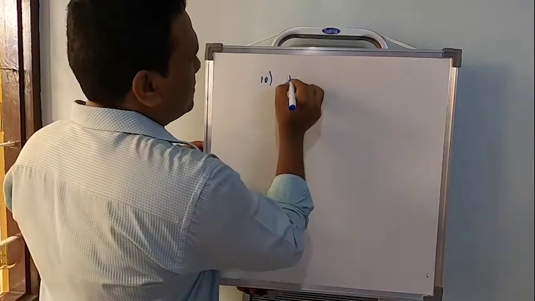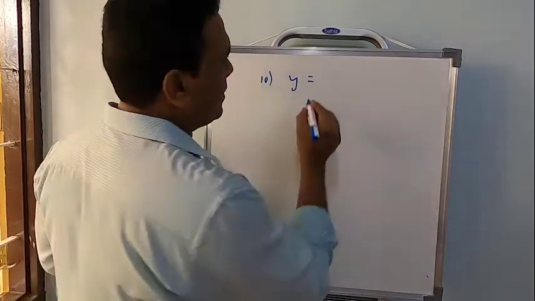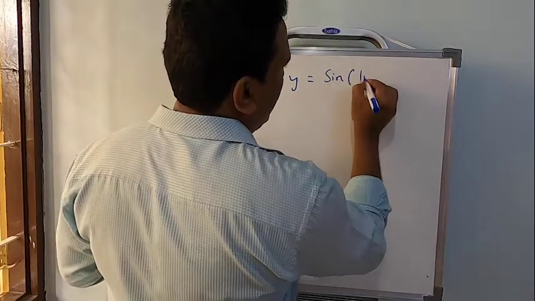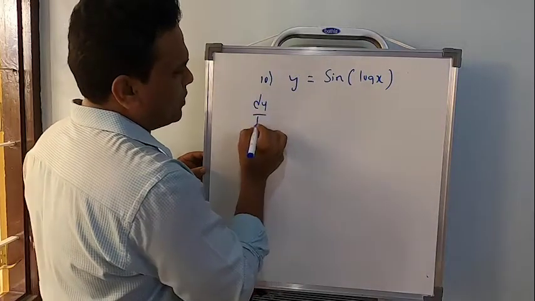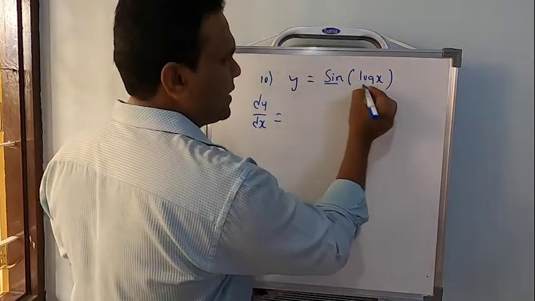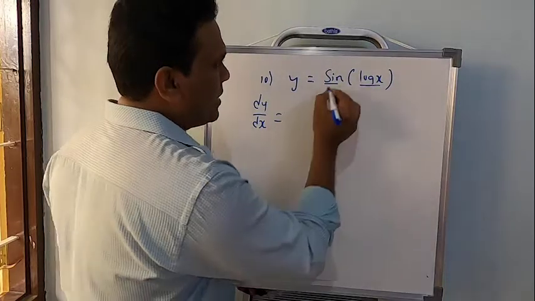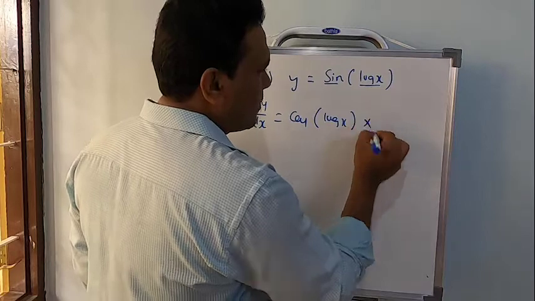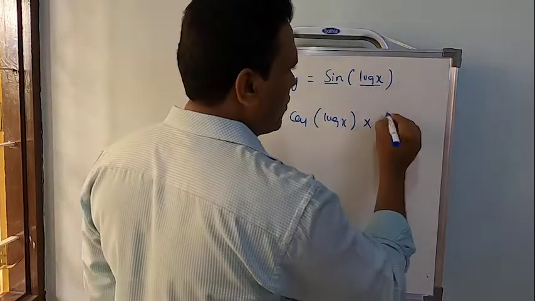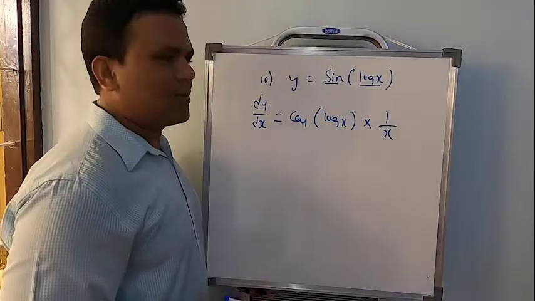So problem number 10 is given by sine of log x. So chain rule has to be applied. So dy by dx equal to, when you're differentiating sine, log x should be taken as x. Differentiation of sine x will be cos x. So cos of log x multiplied by differentiation of log x, 1 by x.